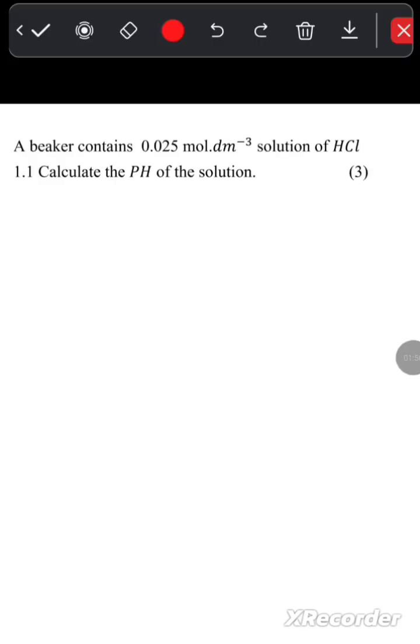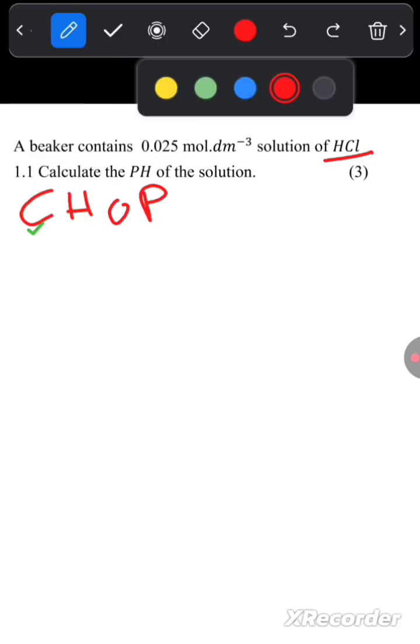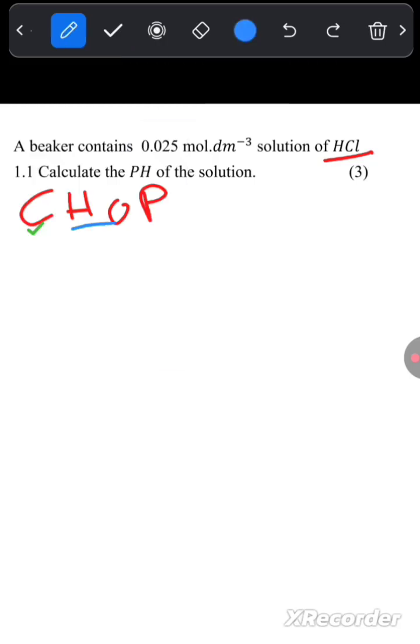So in this example, we want to calculate the pH. They say a beaker contains a 0.025 mole per cubic decimeter solution of hydrochloric acid. So we know that this is a hydrochloric acid. I'm going to use CHOP. First of all, I'm going to check if I have the concentration. Yes, I have the concentration of the acid. Then now I have to find the concentration of hydronium ions.